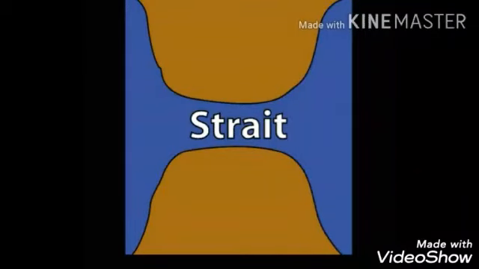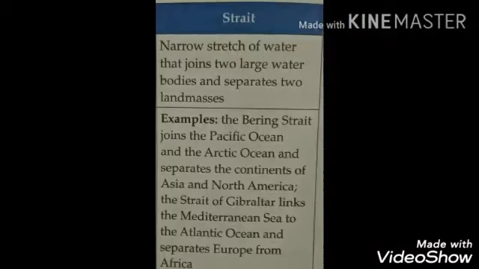The next minor water body is strait. A strait can be defined as a narrow stretch of water that joins two large water bodies and separates two land masses. Dear students, it is very important to understand the two requirements of a strait. Number one, it connects two large water bodies, and number two, it separates two land masses. So, it is a stretch of water connecting two large water bodies and separates two land masses.